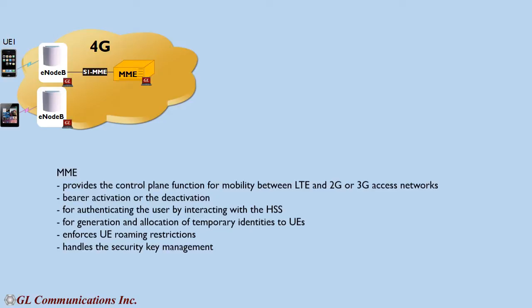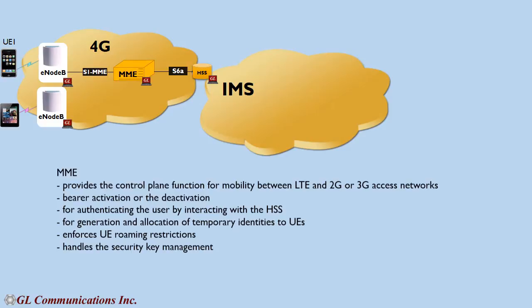It is responsible for authenticating the user by interacting with the HSS. The non-access stratum, or the NAS signaling, terminates at the MME, and it is also responsible for generation and allocation of temporary identities to UEs. It checks the authorization of the UE to camp on the service provider's public land mobile network, or the PLMN, and enforces UE roaming restrictions.